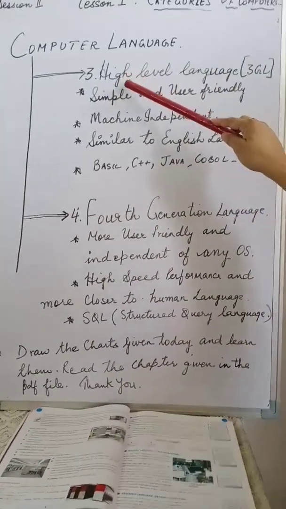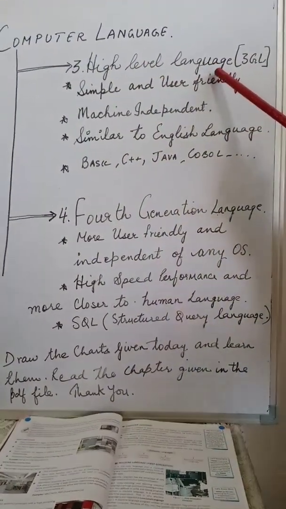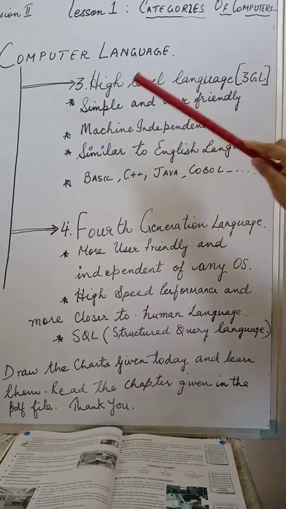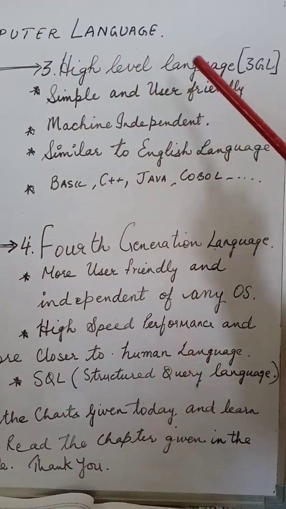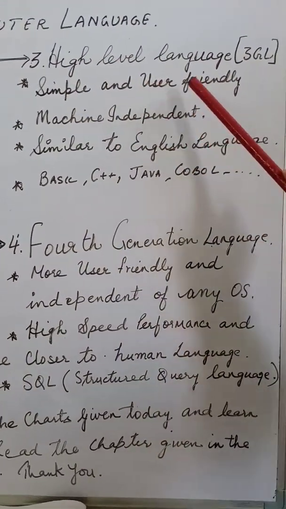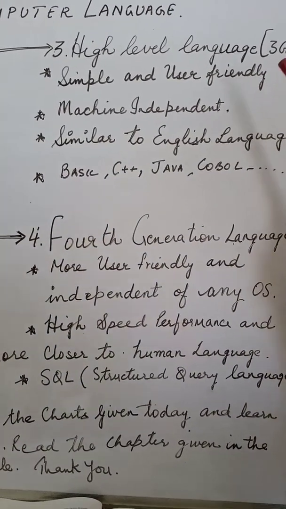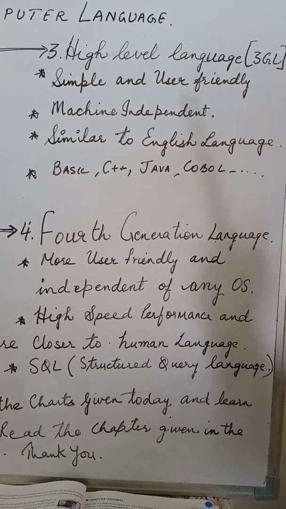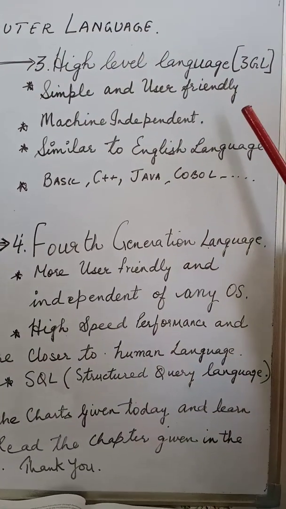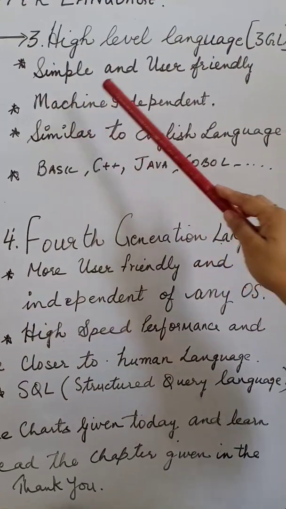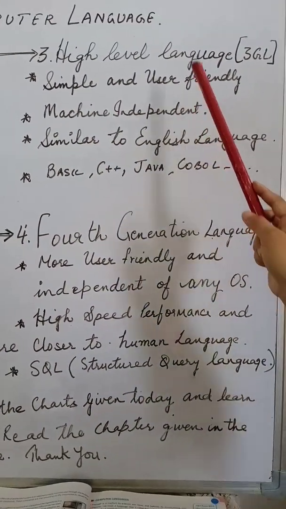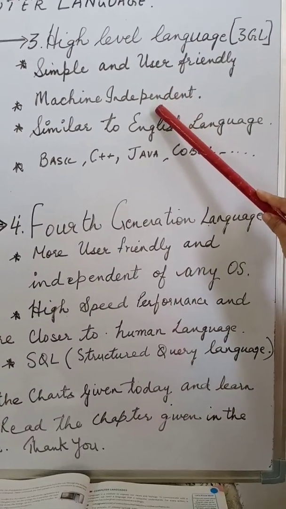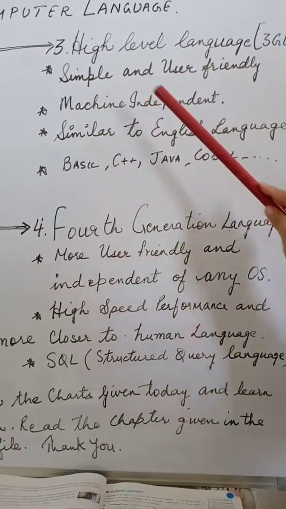Now the third language used is high level language, that is also called 3GL, that is third generation language. The features of third generation languages are they were simple and user friendly. The languages which we are using nowadays are simple to use and user friendly, which means the user can easily understand the language. It is again machine independent. When we compare it to the first and second generation languages, they were machine dependent. Now the third generation language or the high level language is machine independent.